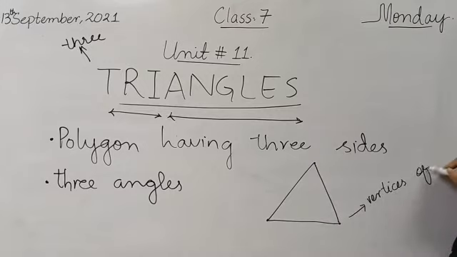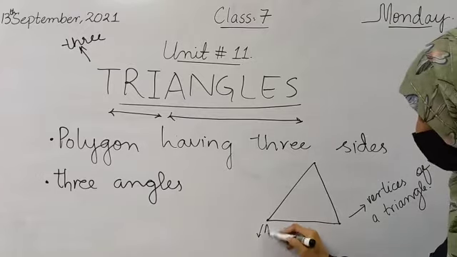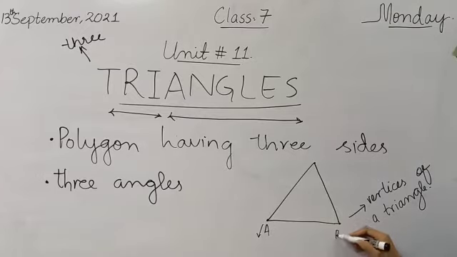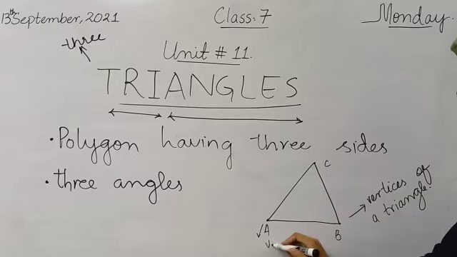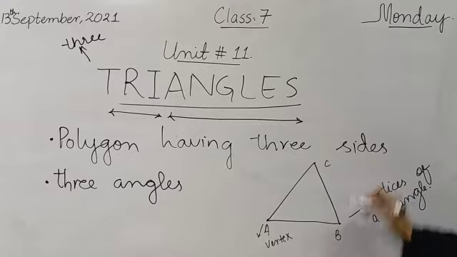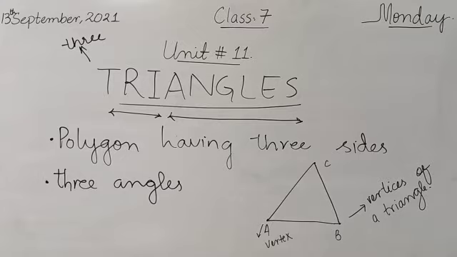of a triangle, okay? Vertex. This is a vertex. For example, if I say A, B and C, so this is vertex A, this is vertex B and this is vertex C. And the plural form of vertex is vertices. So these are the vertices of a triangle.